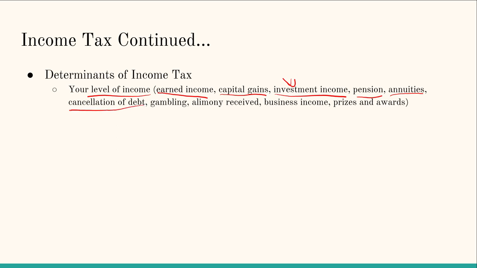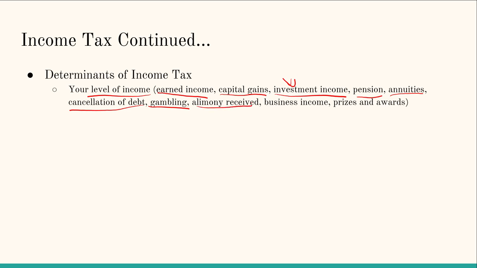So if someone lent you $100, or let's say $1,000, and basically said, okay, you don't have to pay me back. If they canceled that debt for you, you received that $1,000 and you don't have to pay it back. So now you have to count that as income. So that's what cancellation of debt is. Gambling. So if you earn money gambling, then you have to pay tax on whatever you made.